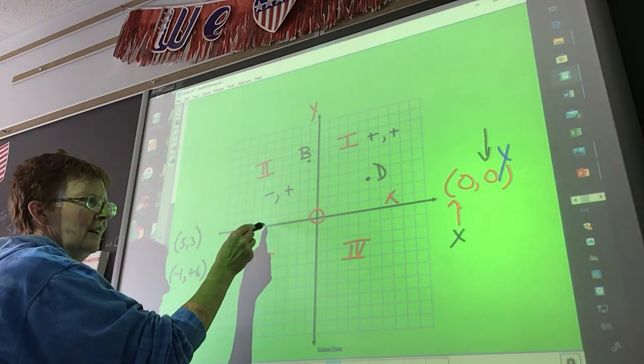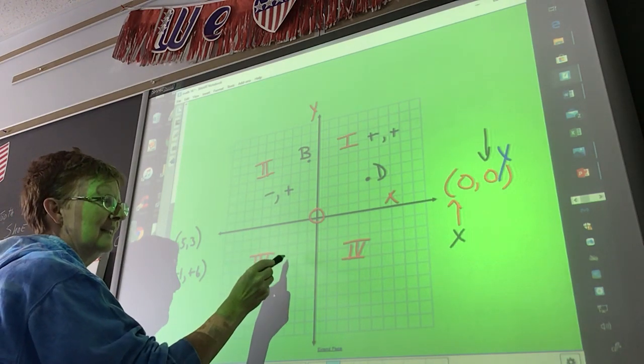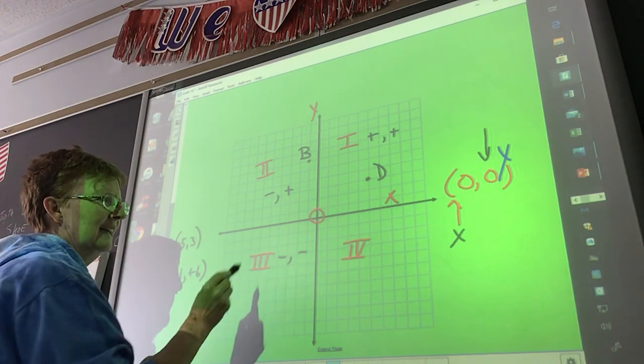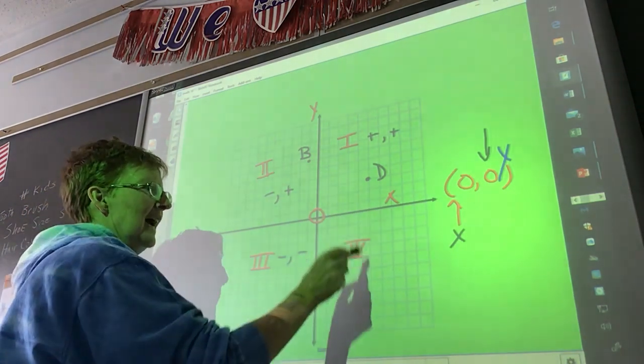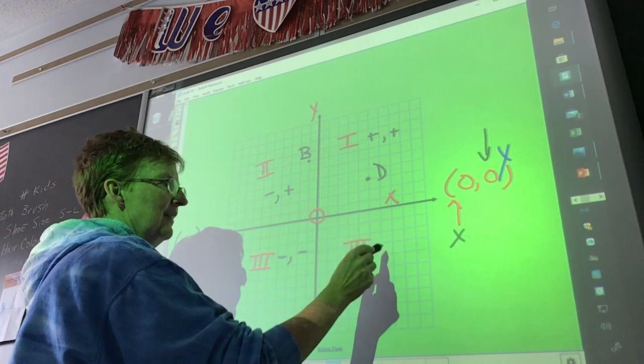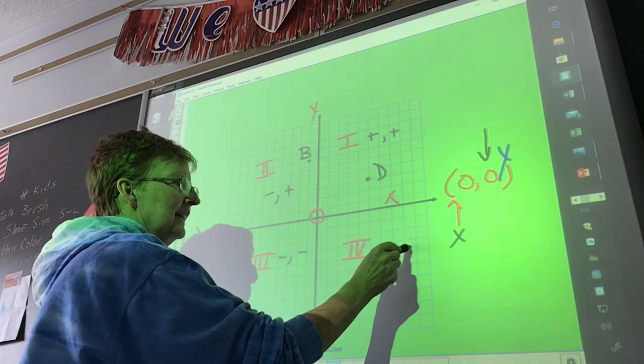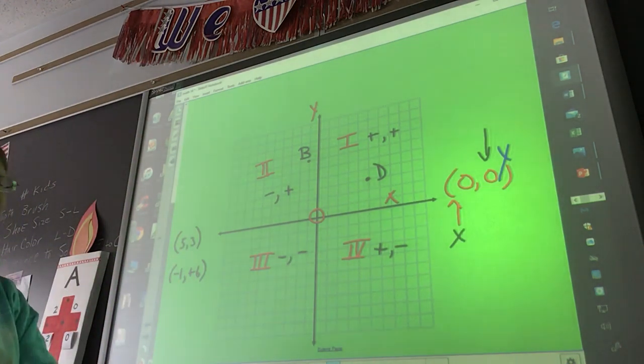Going to the left and then down is going to be a negative and a negative. And then for the last quadrant, it's going to be positive. I'm in the positive direction, but I'm going down, which is negative. So I have a positive and a negative ordered pair.